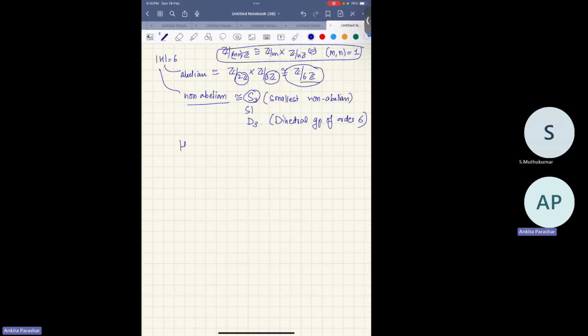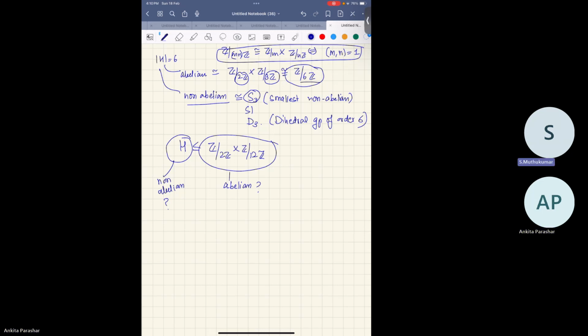Since we are looking at a subgroup H of this group, Z2 cross Z12, is it allowed to be non-abelian? Can we take H to be non-abelian? Is this group abelian? Yes. Can you have a non-abelian subgroup of an abelian group? No, because every subgroup of an abelian group is always abelian. So H cannot be isomorphic to S3. This for sure we know. So therefore H has to be Z6. Do you agree?